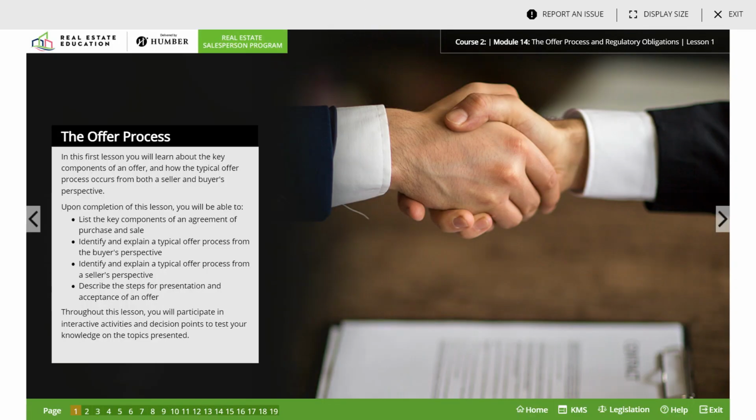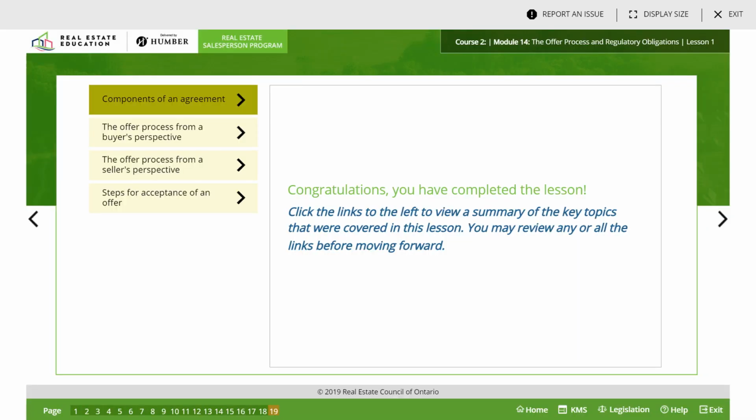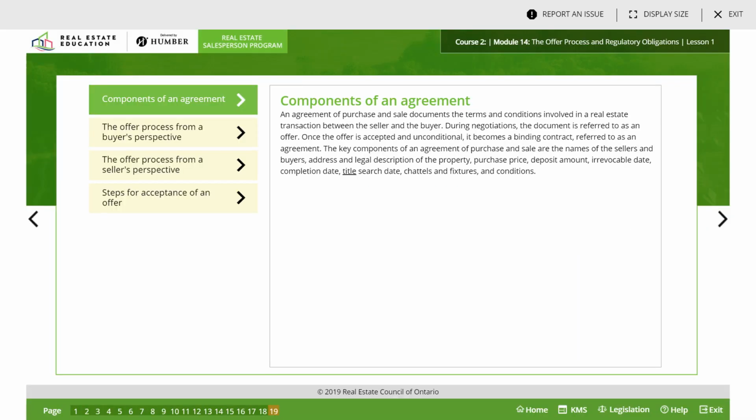The offer process. Okay, so we're going to skip all the way to the end because that's really going to summarize the whole lesson. In this lesson they talk about components of an agreement. An agreement of purchase and sale documents the terms and conditions involved in a real estate transaction between the seller and the buyer. During negotiations, the document is referred to as an offer. Once the offer is accepted and unconditional, it becomes a binding contract, referred to as an agreement.